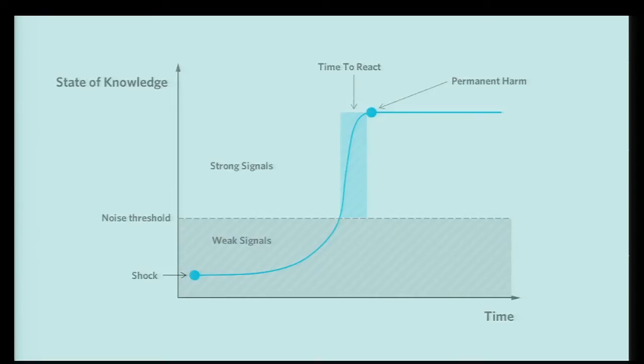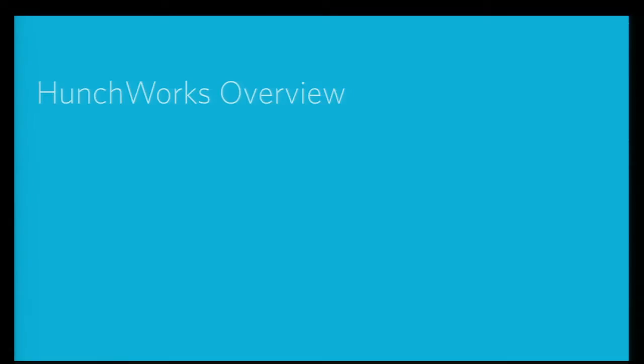So if we can detect the signal earlier, while it's still a weak signal, we have more time to intervene, to set those wheels in motion. We also have a much better chance of dampening the consequences. We can dampen the signal, we can dampen the effects. So what we're trying to do is build a tool that does all those things, a non-trivial problem. And we're calling the tool HunchWorks.